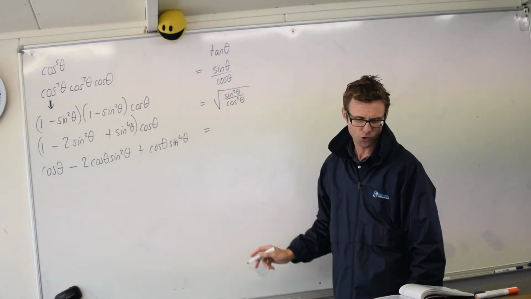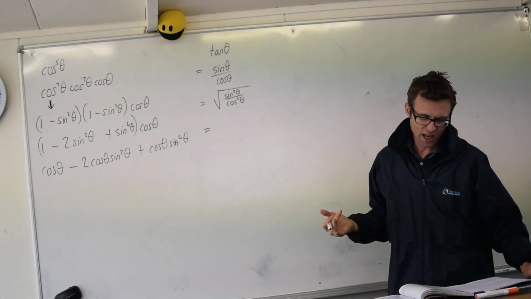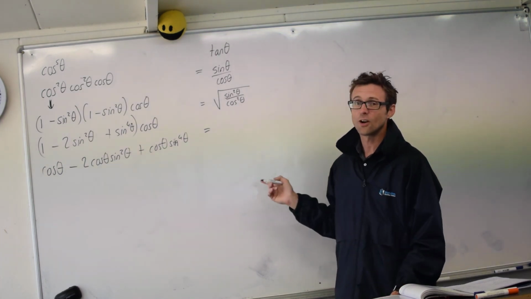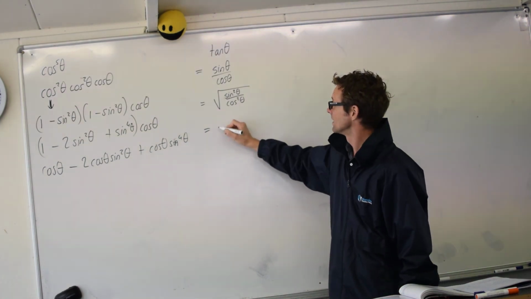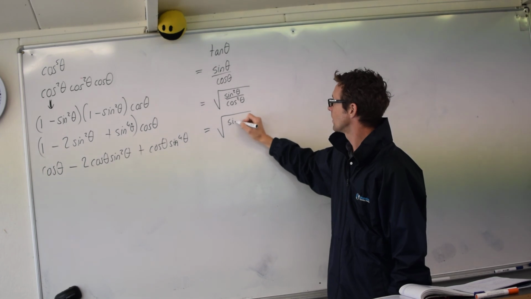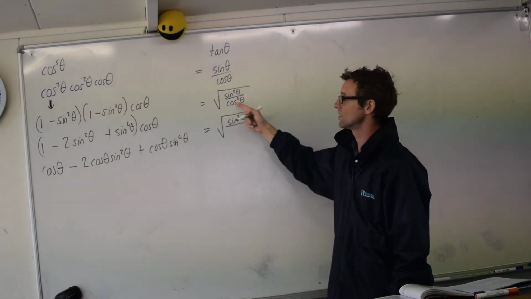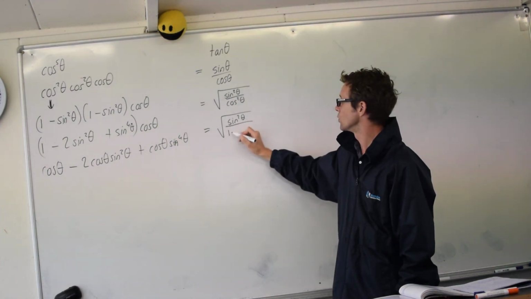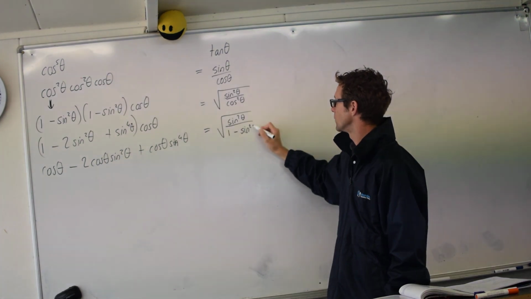Now, if I look at what I'm trying to prove here, I need to have a 1 minus sine squared theta on the bottom. I'm okay on the top here, so I'm just going to use my identity to change this cosine squared theta into 1 minus sine squared theta.